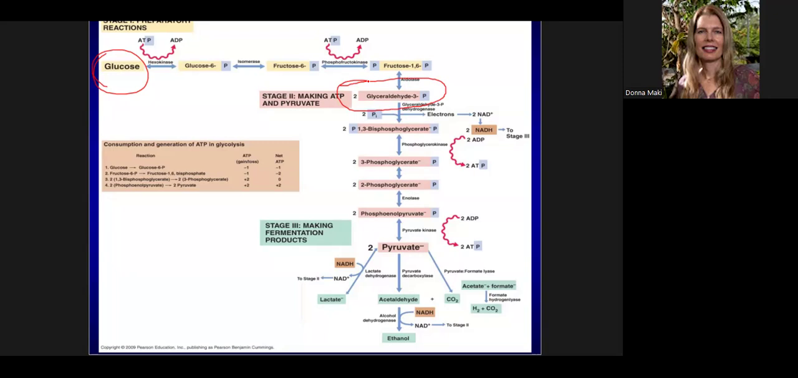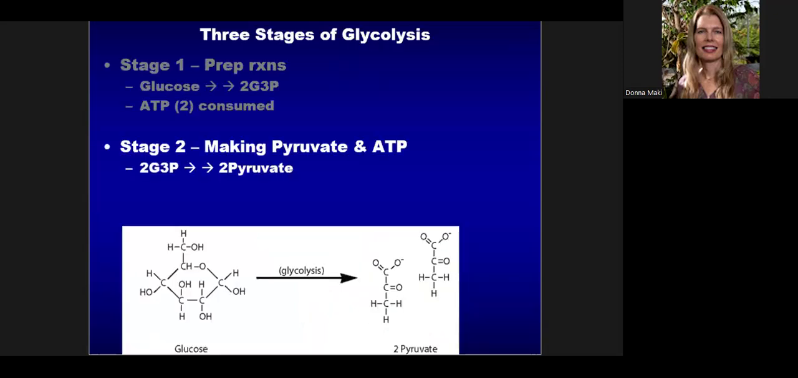Then the pink section now that we're moving into, that's stage 2. So let's just think about that broadly, what's going on. Stage 2, the goal is to make pyruvate and ATP. So one of the questions I asked you was what's the product of glycolysis when you think about animal or human physiology, it's pyruvate. So basically you're shifting from glyceraldehyde 3-phosphate, going through a series of reactions, and you end up with pyruvate.